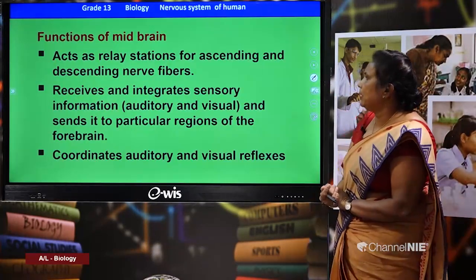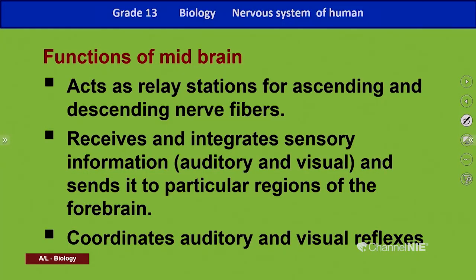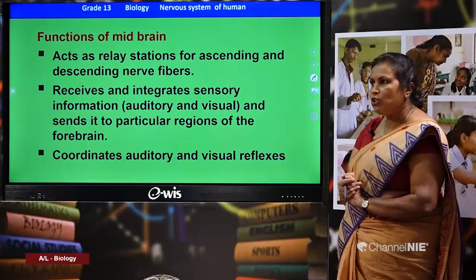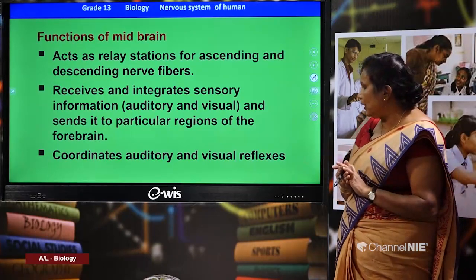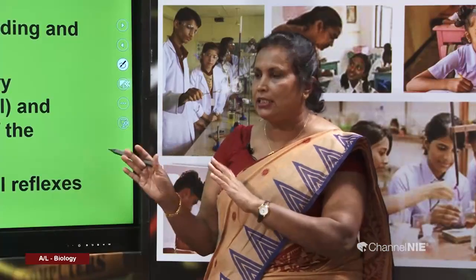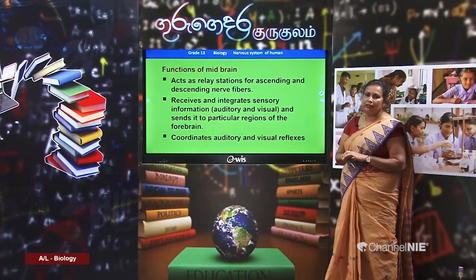Then the functions of the midbrain. It acts as a relay station for ascending and descending nerve fibers, receives and integrates sensory information, auditory and visual, and sends it to the particular region of the forebrain, and coordinates auditory and visual reflexes. Visual reflexes, for example, the change in the size of the pupil, or the turning of the head toward a certain sound quickly. Those are auditory and visual reflexes.